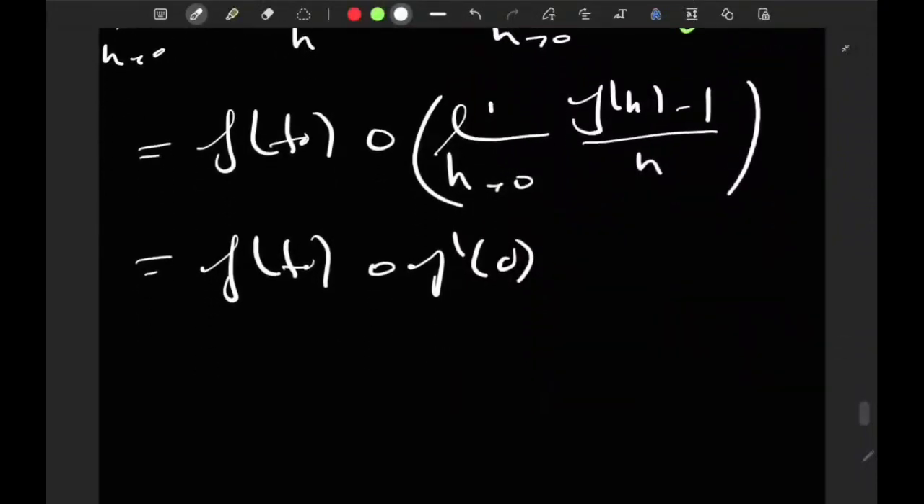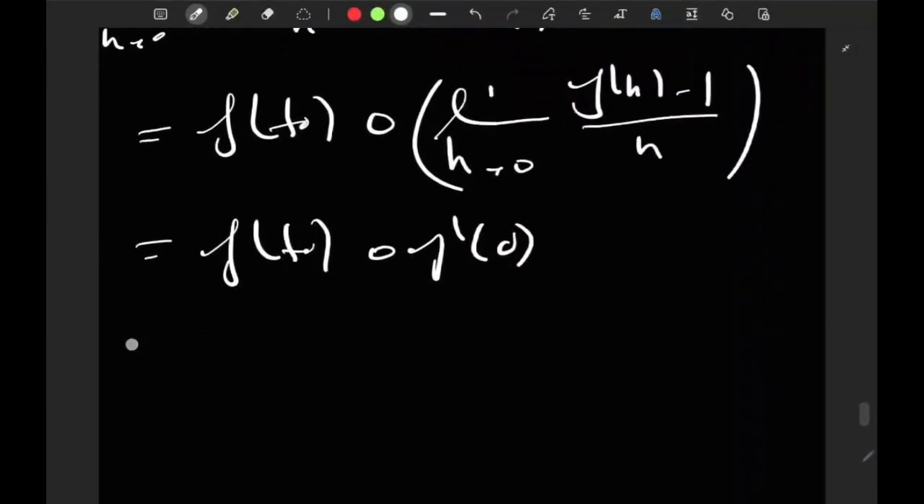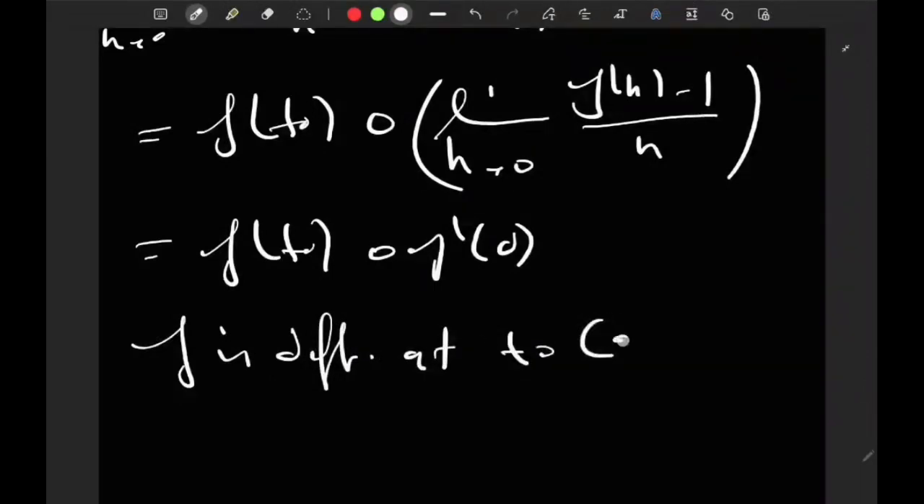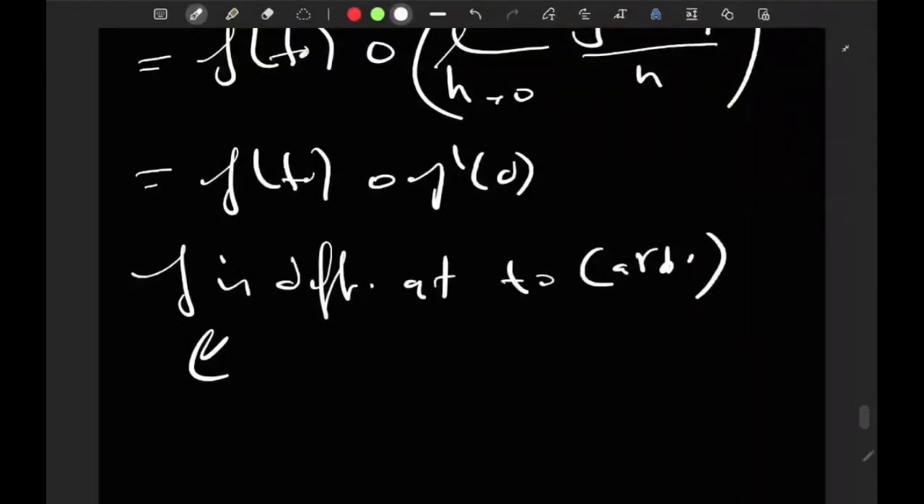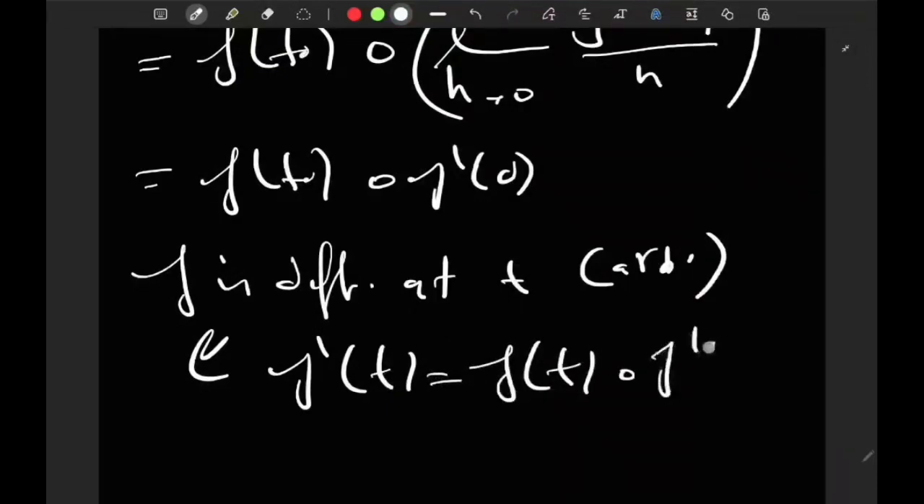So I'm done. I've proved that f is differentiable at t0. t0 was arbitrary, so let's just say t: f is differentiable at t, and f prime of t is equal to f of t composed with f prime of 0. This is the derivative.